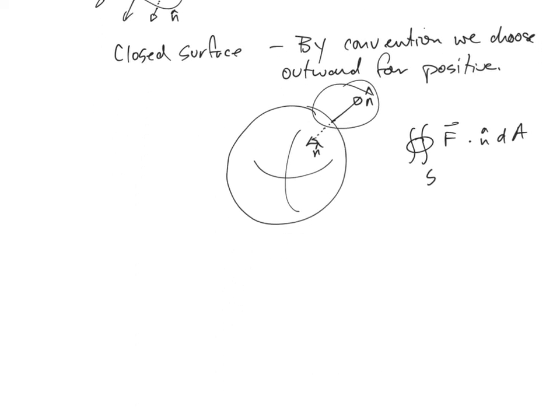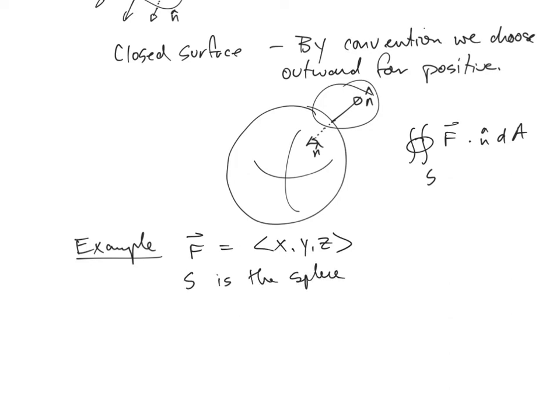Okay, so let's do a quick example with a closed surface. We haven't even figured out how to do surface integrals yet, that'll come. But let's say we've got a vector field F like this, x, y, z. And our surface S is the sphere with radius a centered at the origin. Okay, so that's a closed surface.